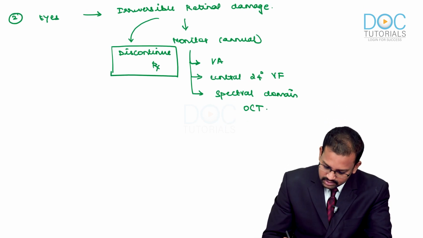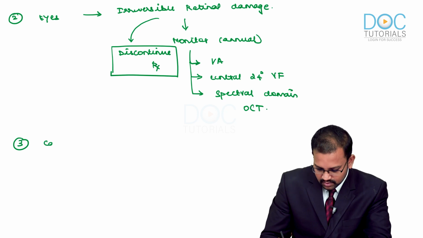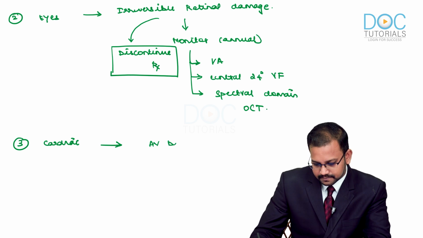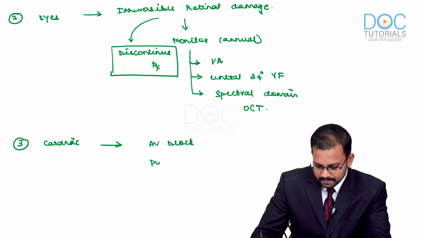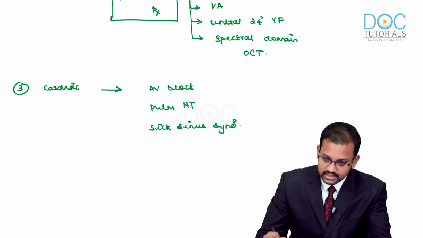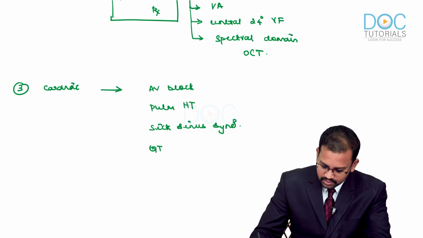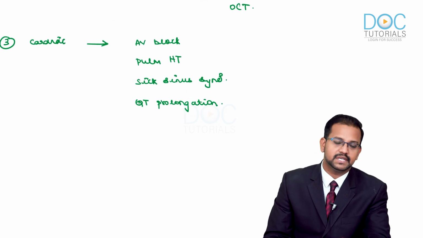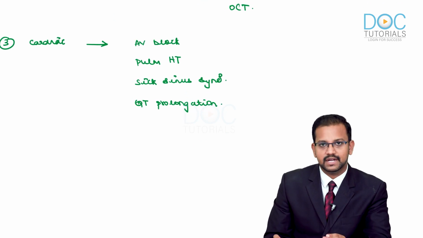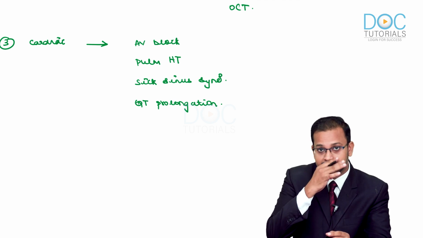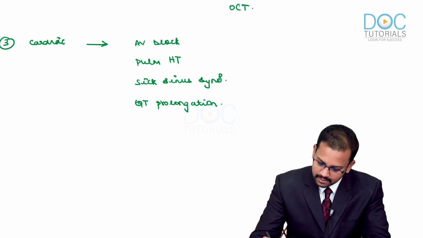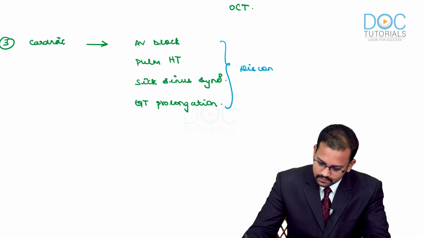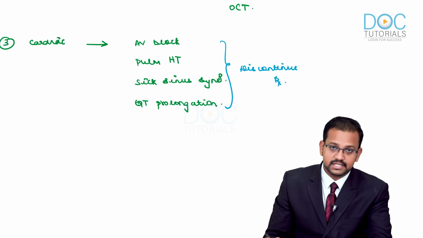Clear, mate? Now the third area is your cardiac muscles, your heart. In the heart, we can expect an AV block. Some patients might develop pulmonary hypertension, sick sinus syndrome. Certain patients might also develop QT prolongation. These are the different cardiac adverse effects which we can expect if a patient is on treatment with hydroxychloroquine. And if any patient develops these kinds of adverse drug reactions, again this warrants discontinuation of therapy.